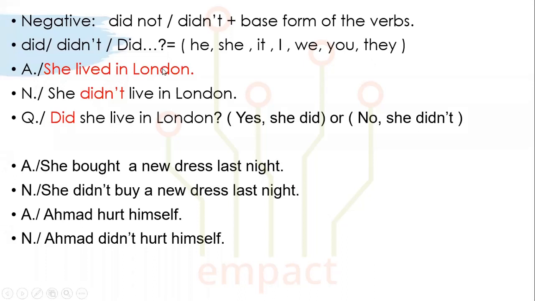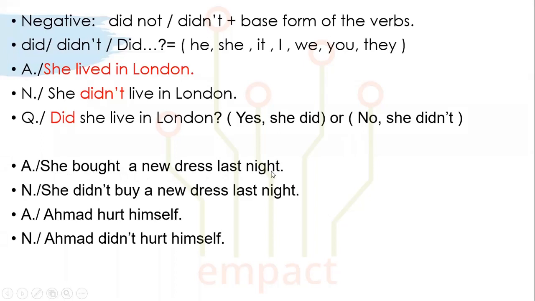She lived in London. She didn't live in London. See, I removed the D here because I need the base form of live. For a question, did she live in London? Here is the short answer: yes, she did, or no, she didn't. That's it.